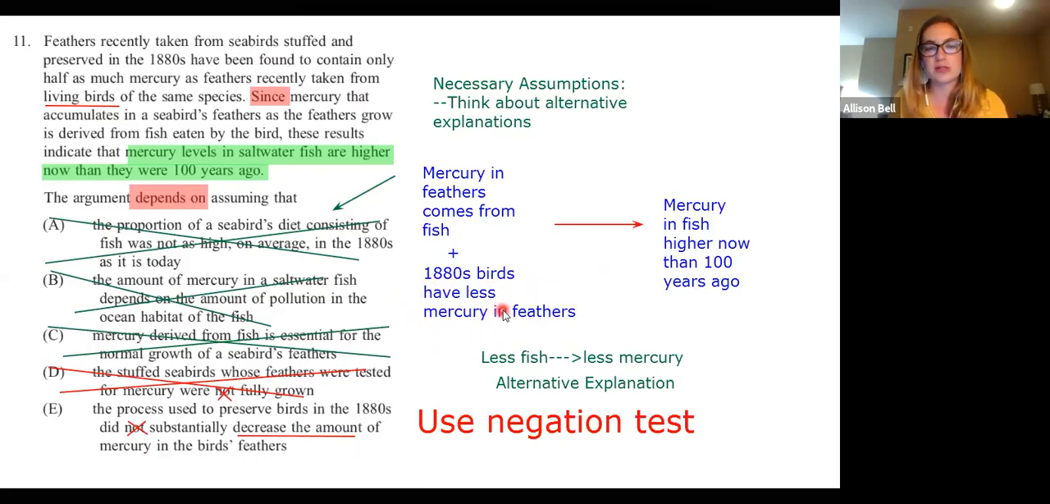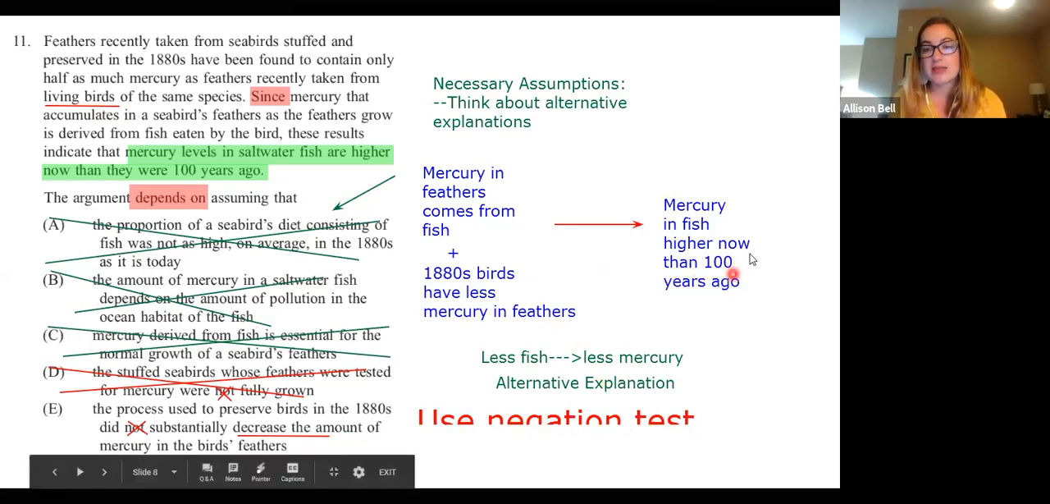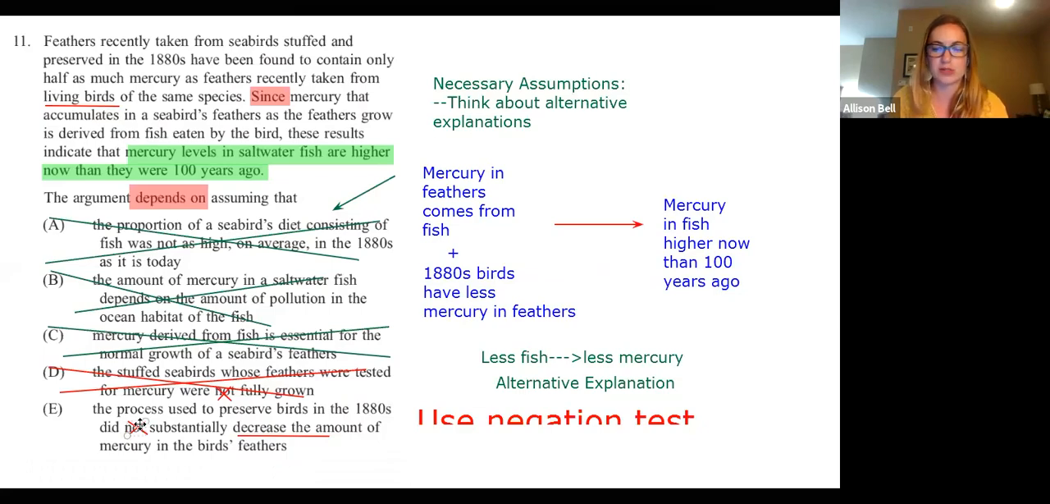mercury in their feathers. Well, if that's the case, that's an alternative explanation, and that would destroy the argument, which means we can't have this. We can't have this being true that it substantially decreased the amount of mercury in their feathers. We need it to be the case that it did not do that. So when we try the negation test on E, the argument falls apart, which means that we do need E to be true. It's a necessary assumption.